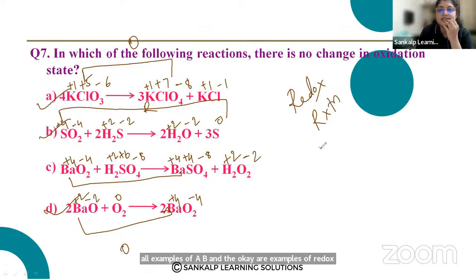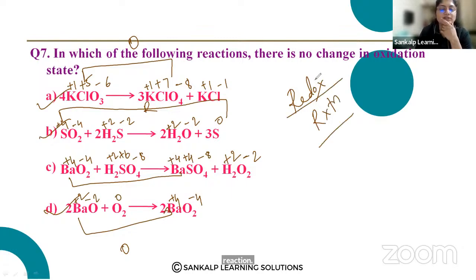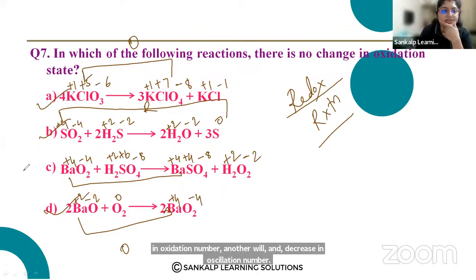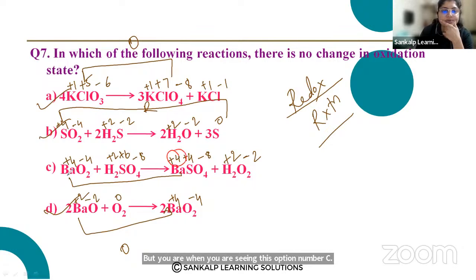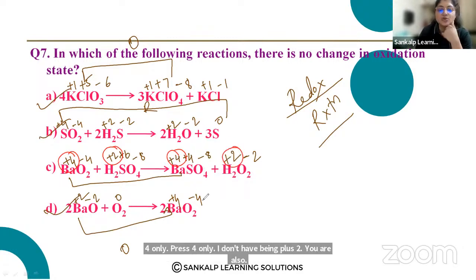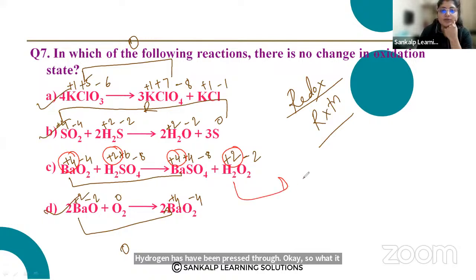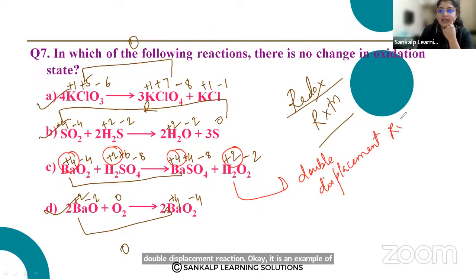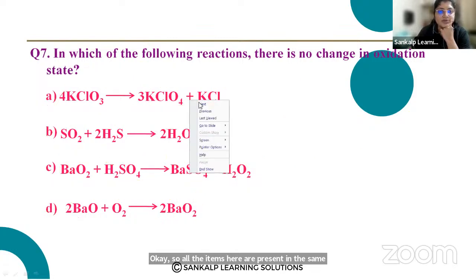In a redox reaction, one species will undergo an increase in oxidation number, and another will undergo a decrease in oxidation number. But in option C, barium has plus 4 only, and hydrogen has plus 2 on both sides. So there is no change. This reaction is an example of a double displacement reaction. All the atoms are present in the same oxidation state in the reactant as well as in the product.